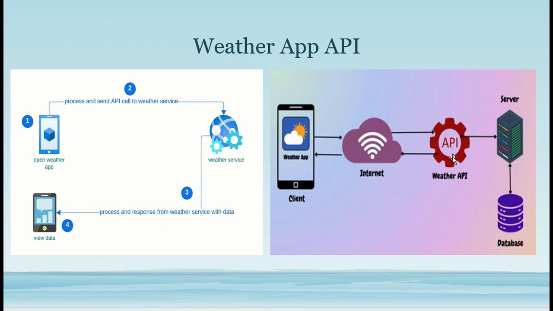So, overall explanation: when the user opens a weather app, the app sends the request through the internet, and this request goes to the API, which acts as a middle layer. The API forwards the request to the server, and the server collects data from the database and processes it. Then the response is sent back through the API to the app. Finally, the app displays the weather information to the user. This is a real life example of an API.